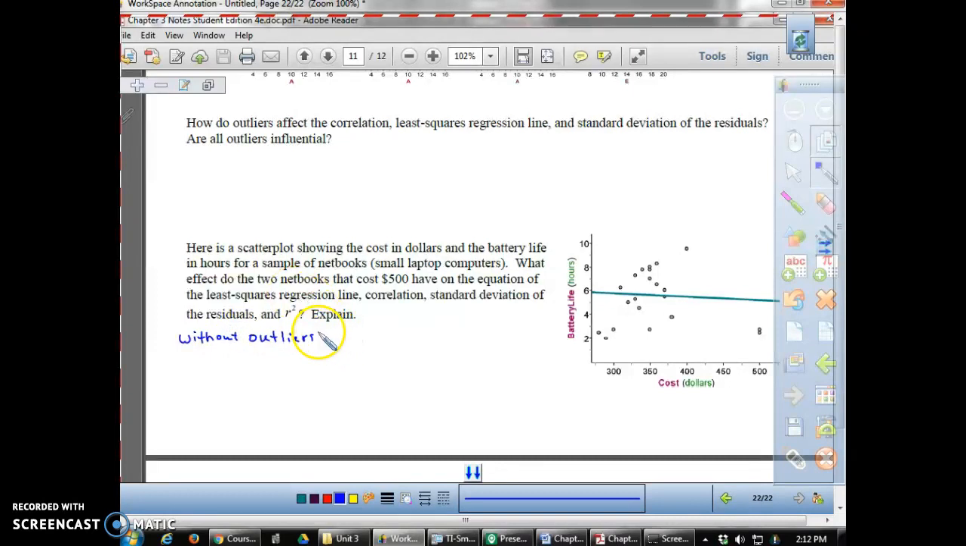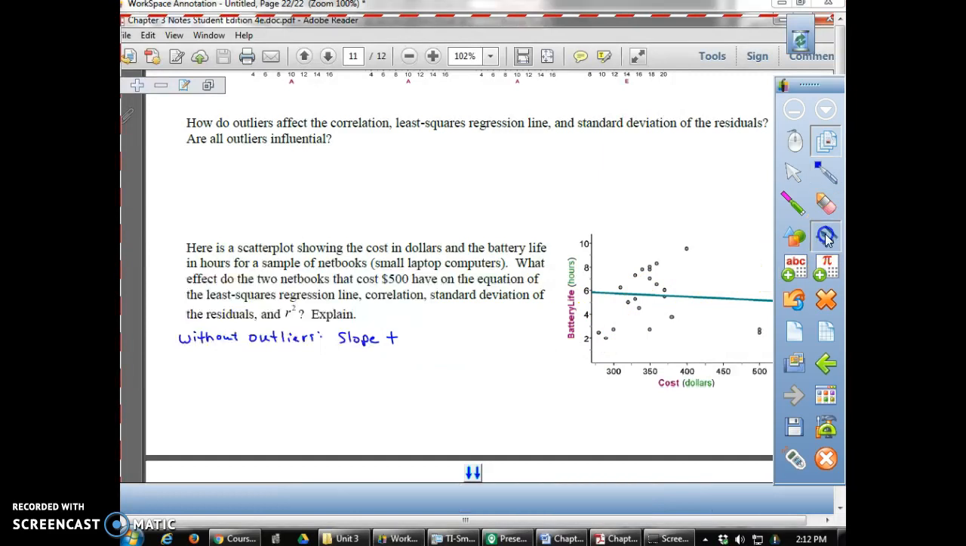So without the outliers, the slope would become positive. So it would go something more like this up through here, something to that effect. I'll just sketch that in real quick, but it'd be something like that. So totally change the slope.